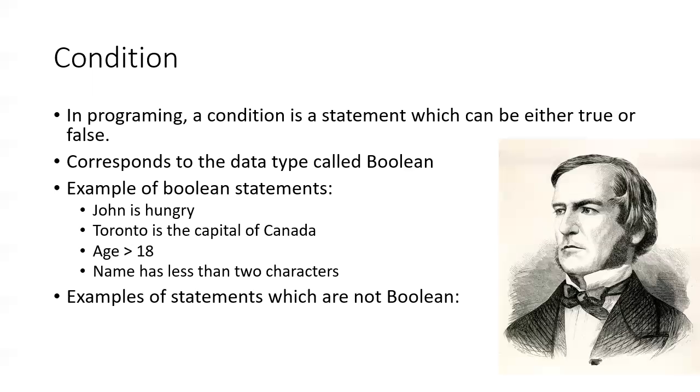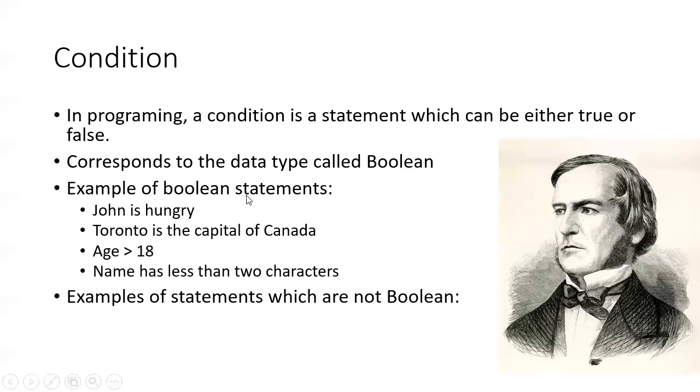But now age. If we asked somebody their age and we stored it into a variable called age, then whatever that was, if they were more than 18, this would be true. But if they were 15, this would be false. Name is less than 2 characters. If it's less than 2 characters, it wouldn't be a string. Could you have a name with only 1 character? I don't know. So that's probably false. But I suppose somebody could have a name that was 1 character.